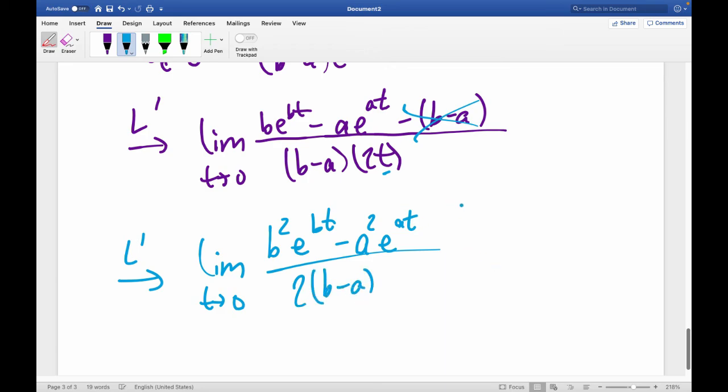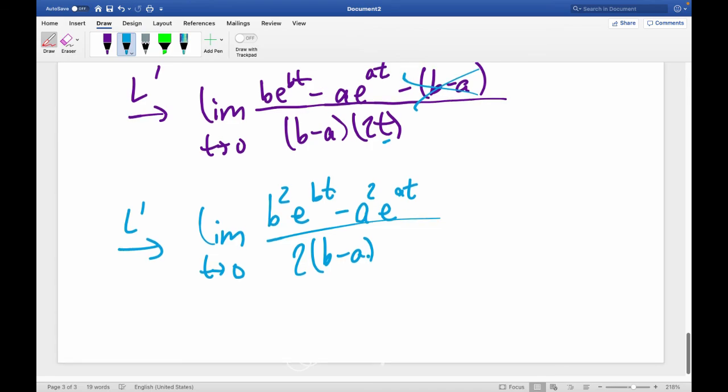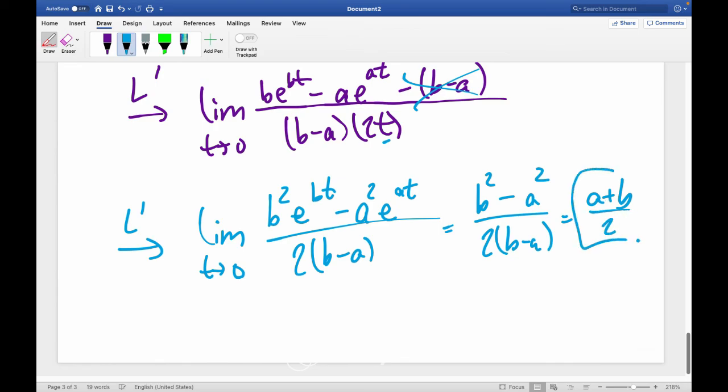Hopefully you can see where we're going from here. We can now plug in t equals 0 to get that this is now equal to b squared, e to the 0 is 1, minus a squared, e to the 0 is still 1, all divided by 2 times b minus a. We still have a difference of 2 squares, and we're left with our final answer of our expected value.